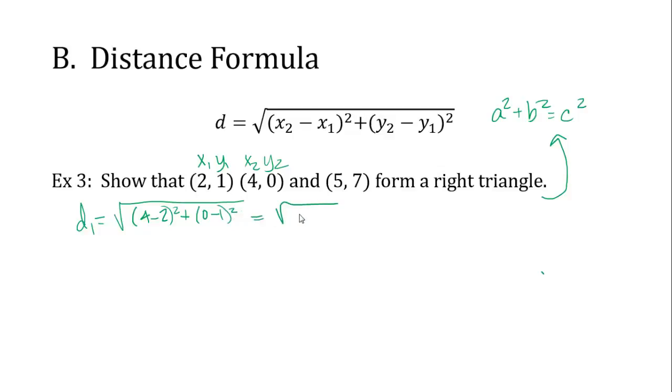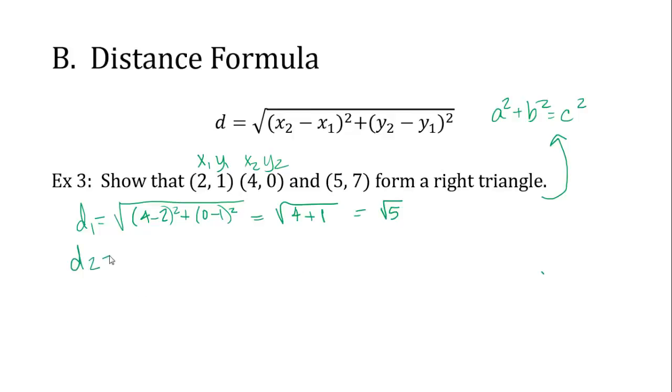Do the math. Okay? 4 minus 2 is 2. If I square it, I get a 4. Plus, 0 minus 1 is -1. If I square that, I get a positive 1. 4 plus 1 is 5, so my answer is the square root of 5. That's not a perfect square, so I'm going to leave it be.